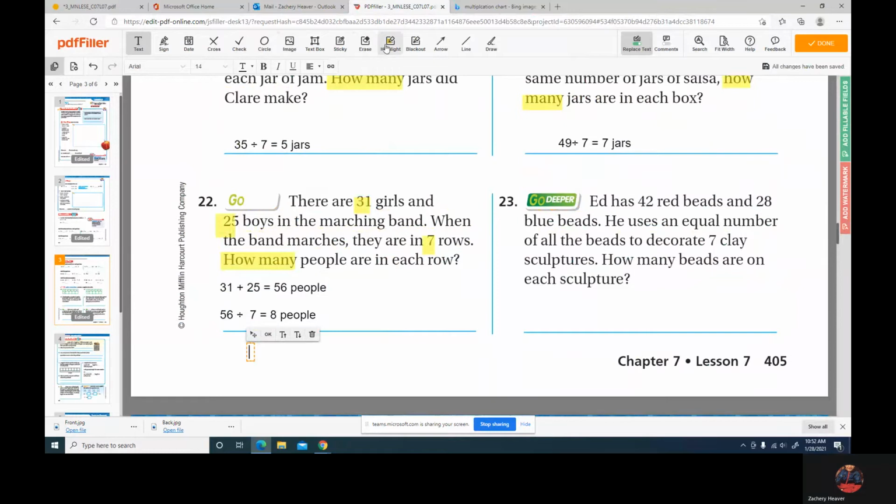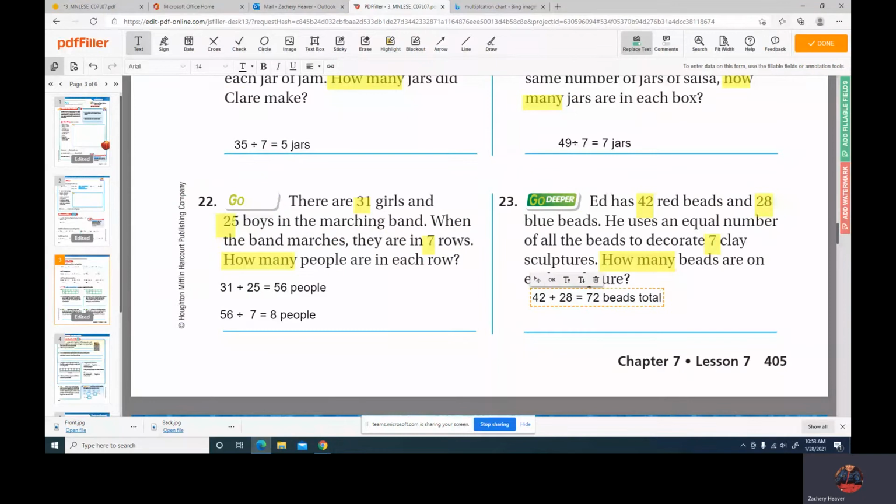The next one. Ed has 42 red beads and 28 blue beads. He uses an equal number of beads to decorate 7 clay sculptures. How many beads are in each sculpture? Well, first thing we have to do is find how many beads he has total. It's the same thing we just did. It's going to be a 2-step equation. We have 42 red beads, and we're going to add them with 28 blue beads.